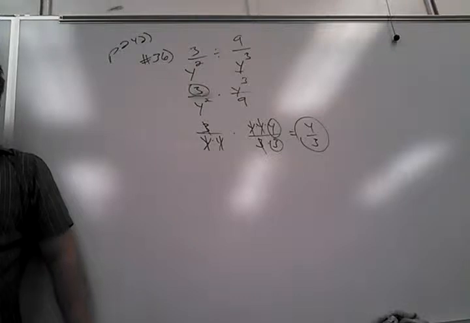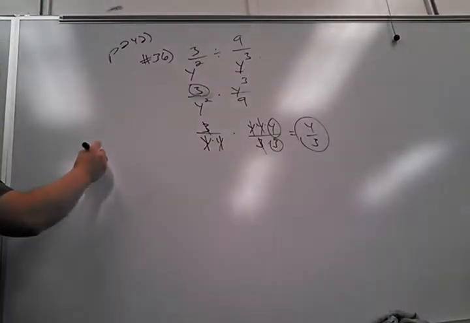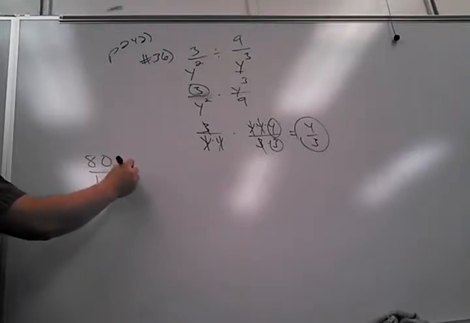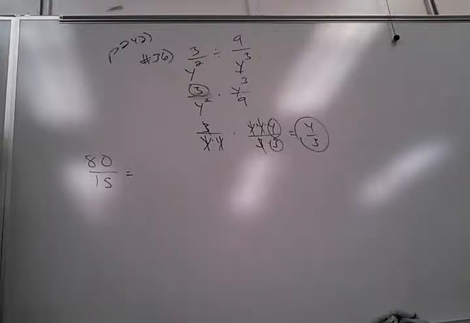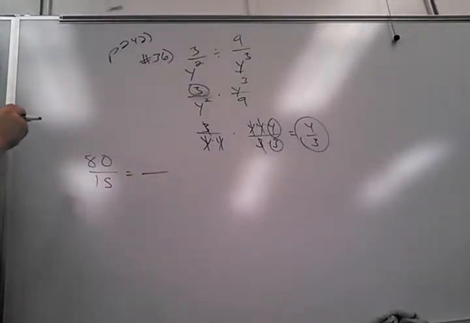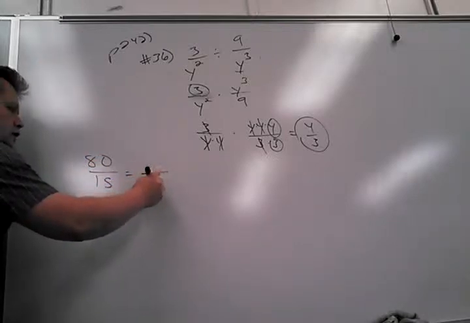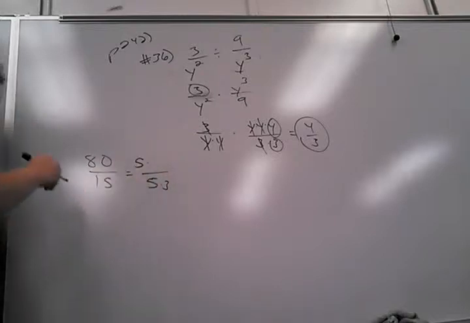So it's all about, if I had 80 over 15, for example. If I had 80 over 15, they both have a factor of 5. Good, because they both end in 0 or 5. So 15 is 5 times 3, and 80 is 5 times 16.